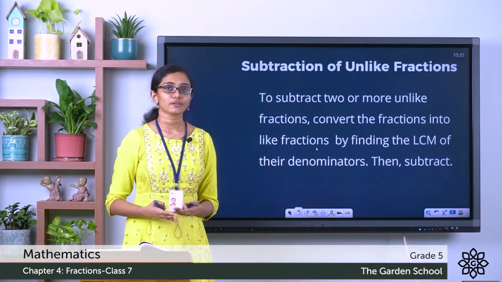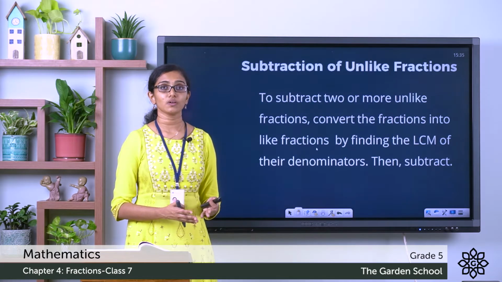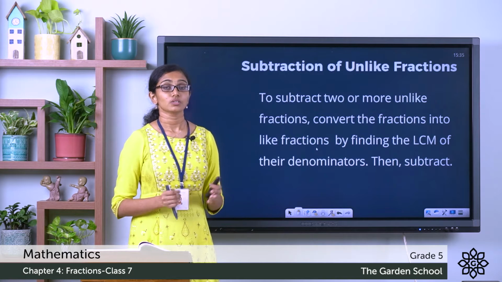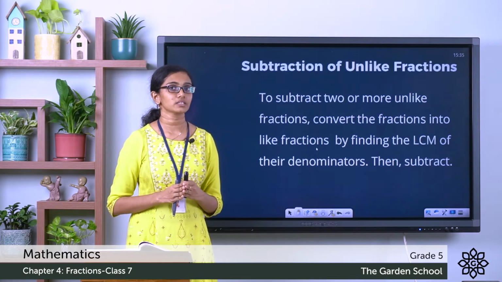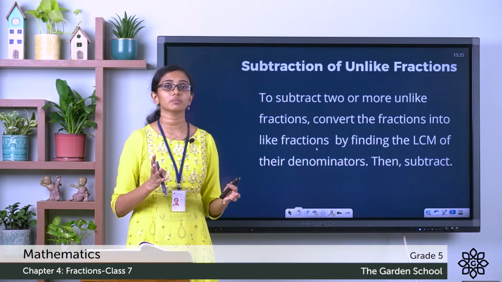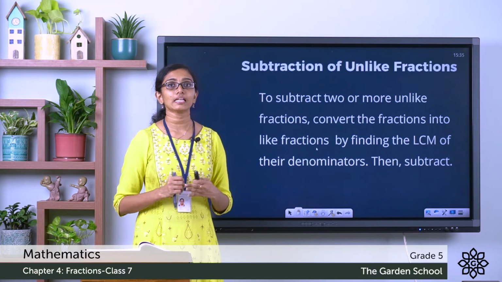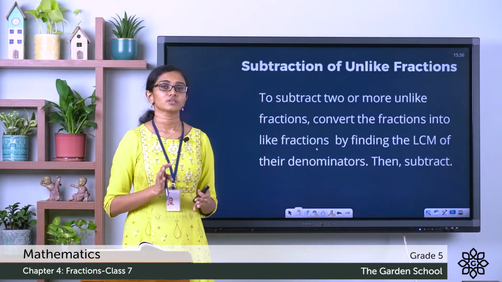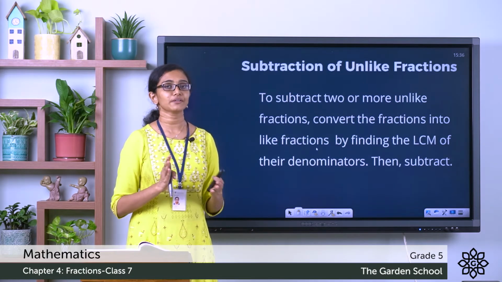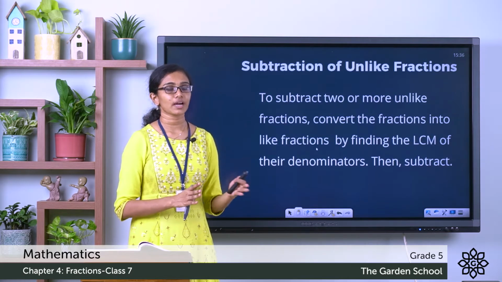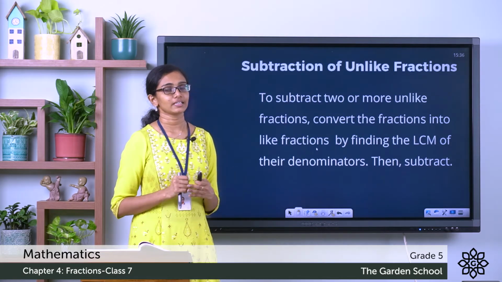Now we'll see how we can subtract unlike fractions. So what are unlike fractions? Fractions which have got different denominators. So how do we subtract such fractions? To subtract unlike fractions, the first step is to make the denominators same by finding the LCM of the denominators. So once you have done that, you have converted the unlike fractions into like fractions. Now you can easily subtract the numerators and find the difference.